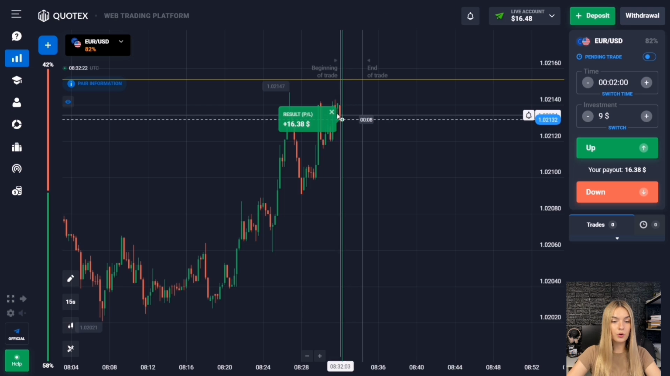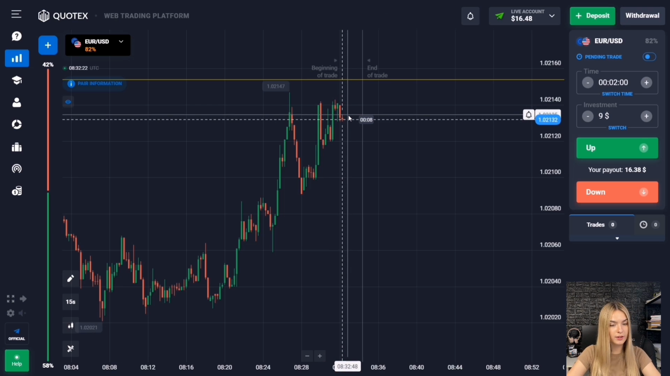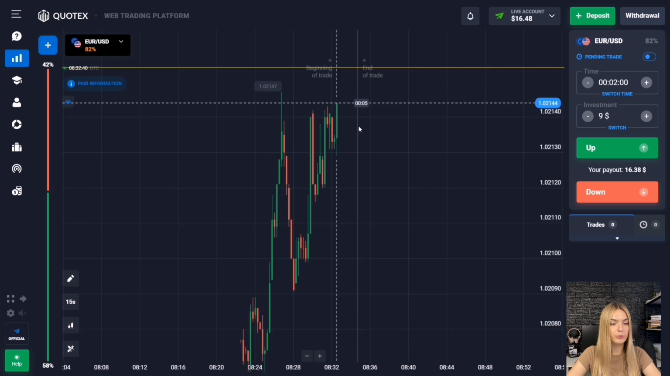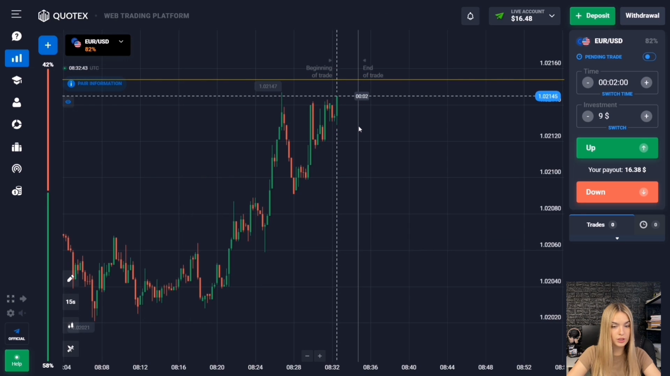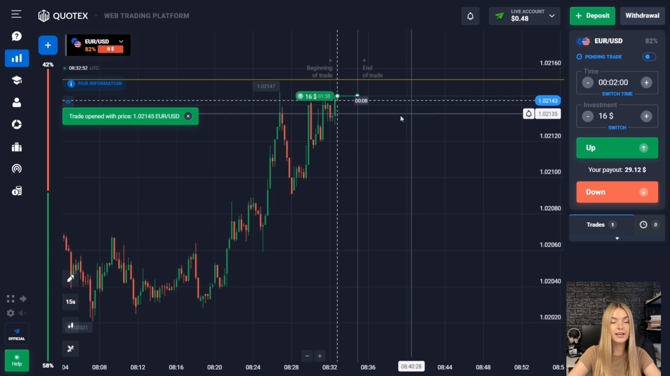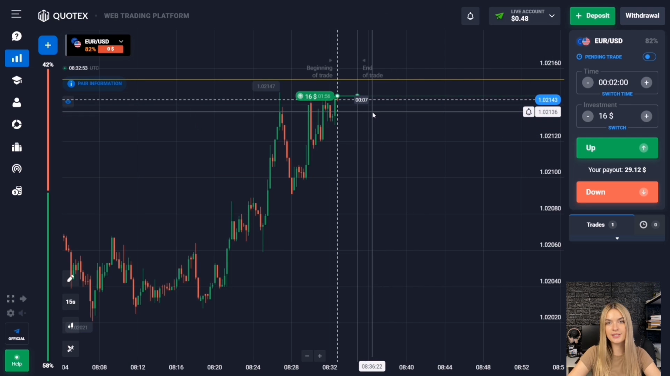Therefore, we can try to open the next deal right here, and at the moment there is a certain level of compression. I think it will be broken through in the near future. Therefore, we will open the next deal again for an increase of 2 minutes. I think that 2 minutes will be quite enough here, also taking into account the possible pullback down. And so guys, let's wait for the end of our deal.